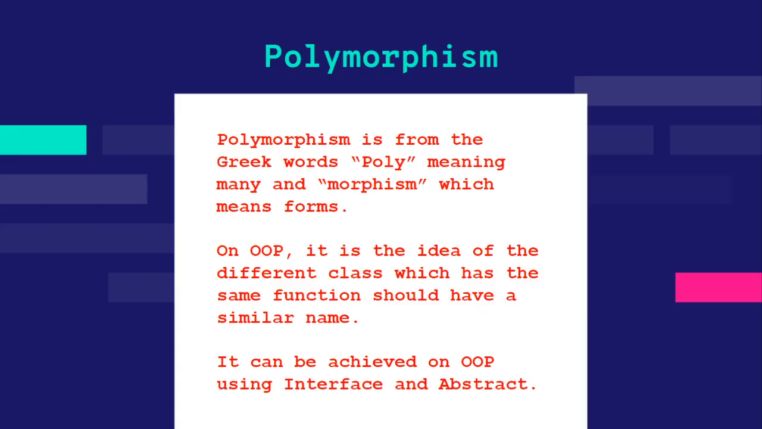First concept is polymorphism. Polymorphism is from the Greek words poly, meaning many, and morphism, which means forms. On OOP, it is the idea that different classes which have the same function should have a similar name. It can be achieved on OOP using interface and abstract.